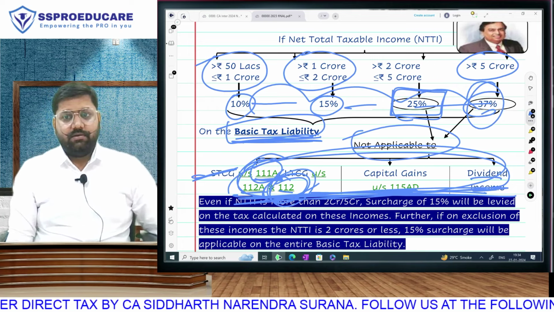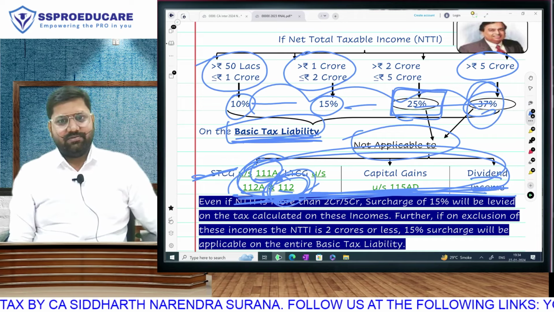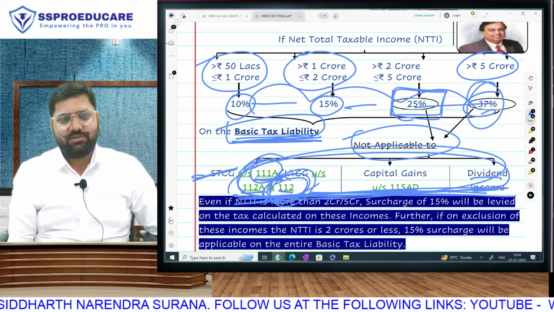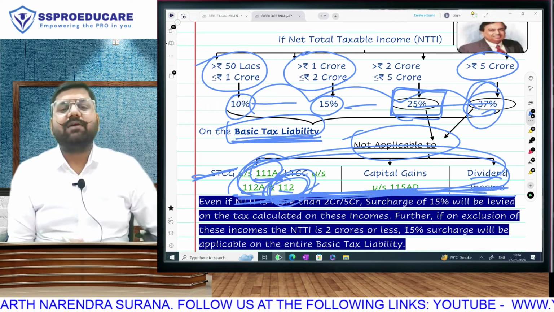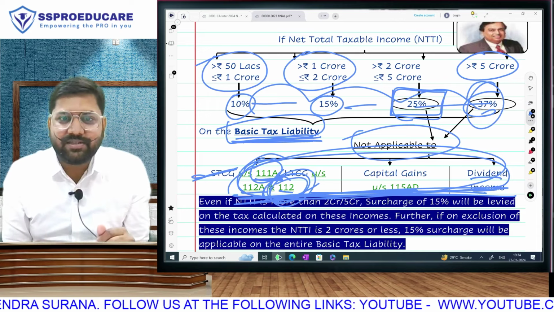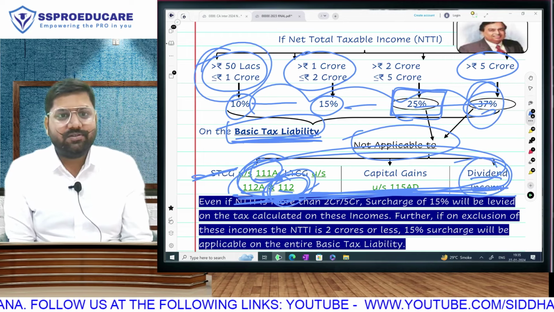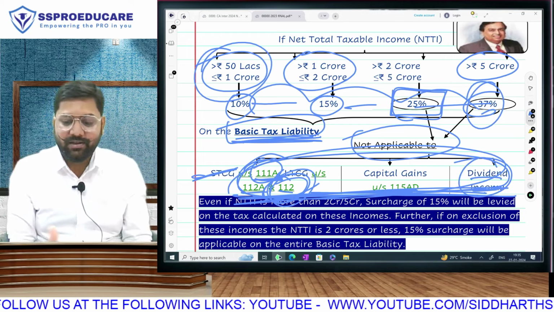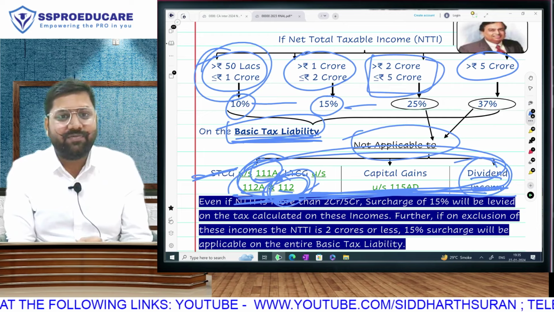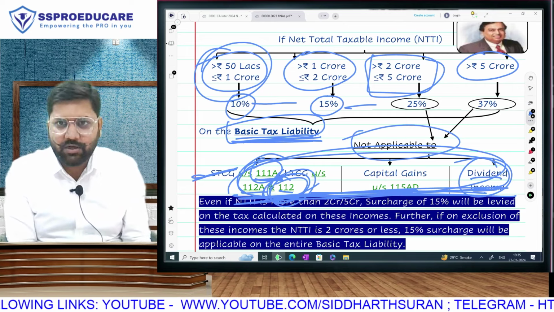Supposing my total income has crossed 2 crore only because of these incomes. If these incomes were not there, my other income also wouldn't have crossed 2 crore. Say my salary is only 80 lakhs. Then normally, only 10% surcharge will come because it is in this range. But I have this dividend income of 4 crores. So my total is becoming 4 crore 80 lakh, which falls in the range between 2 and 5 crore. Normally anybody having income of 4 crore 80 lakh will fall in 25%.